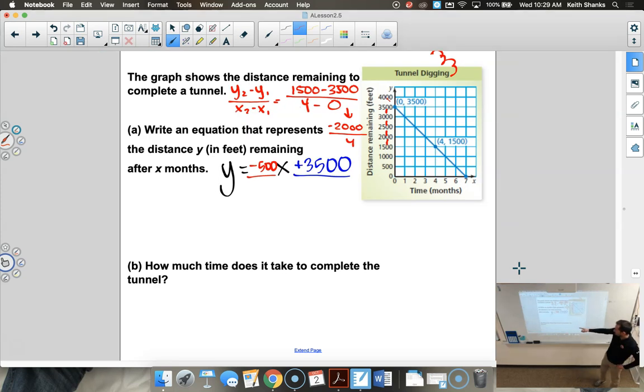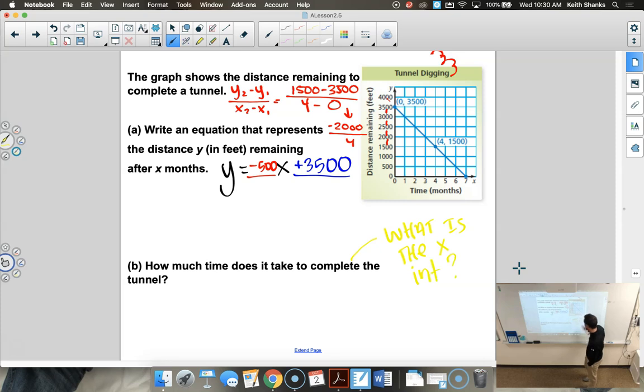So this says, how much time does it take to complete the tunnel? Now, I want you thinking about what they're actually asking. When they've completed the tunnel, how much distance is remaining? 0. So what they're asking is, how much time, months, x, when y equals 0. Or, the other thing they're asking is, what is the x-intercept?